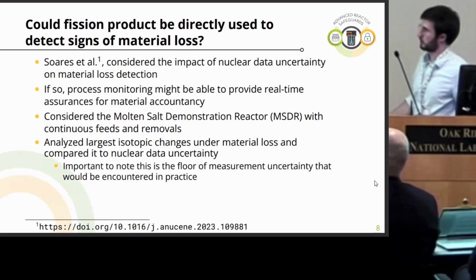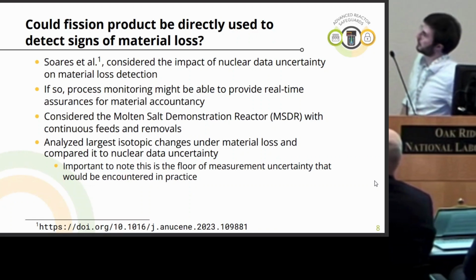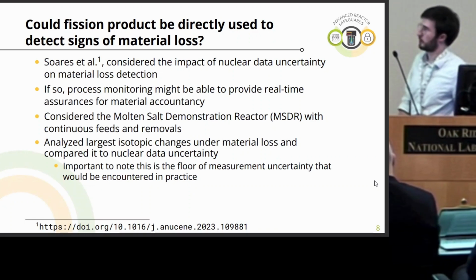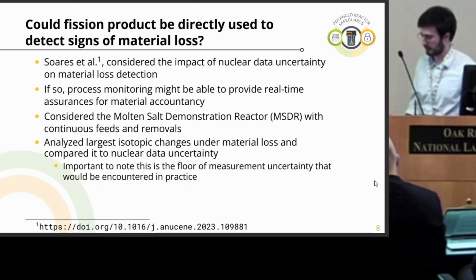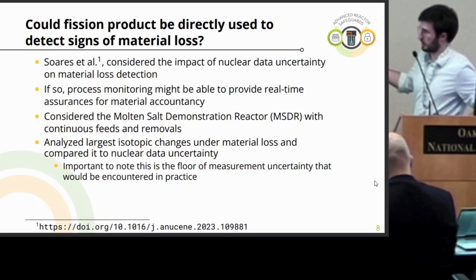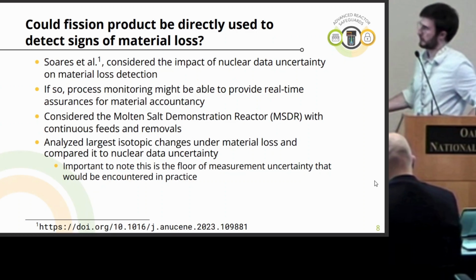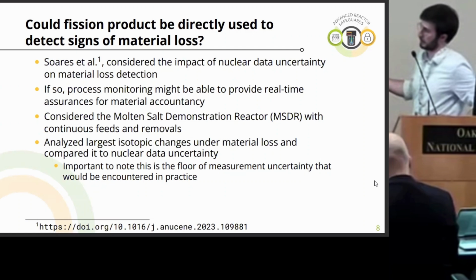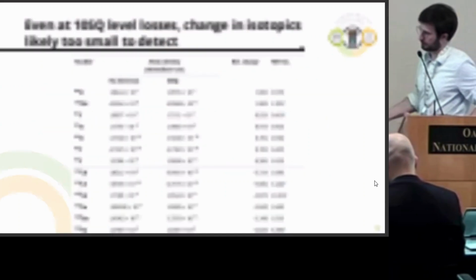at these different things. So the first paper is a paper out from Penn State where they looked at the MSDR and they looked at just using fission products directly, right? So if you had diversions of material from your core from the MSDR, could we detect that, and how does that stack up against the nuclear data uncertainty, right?